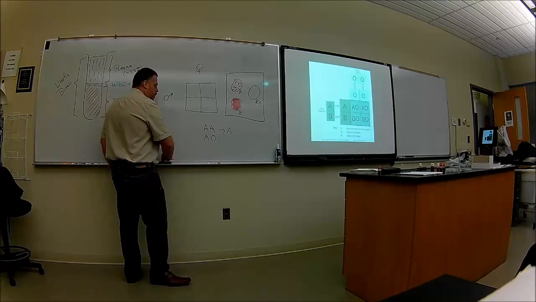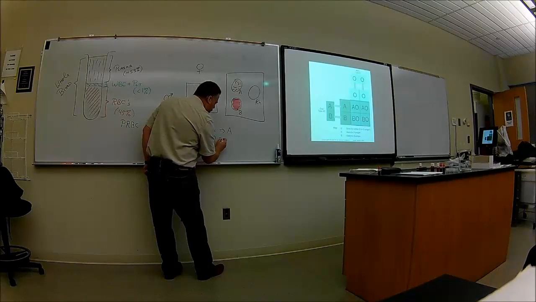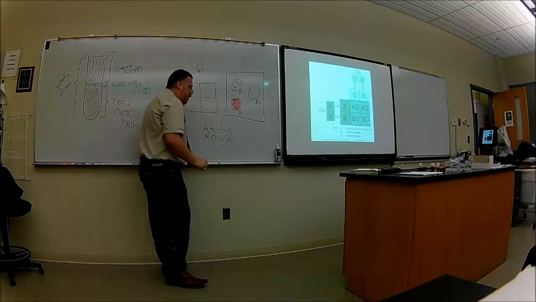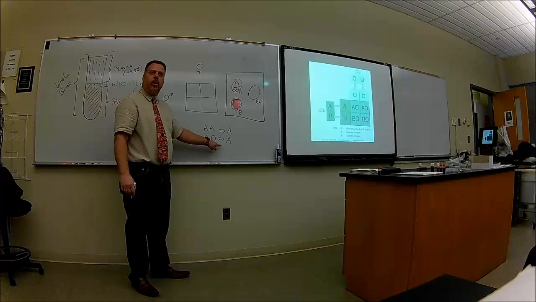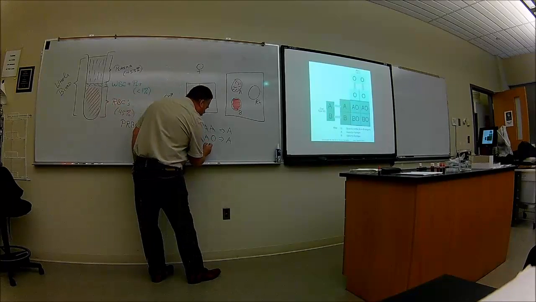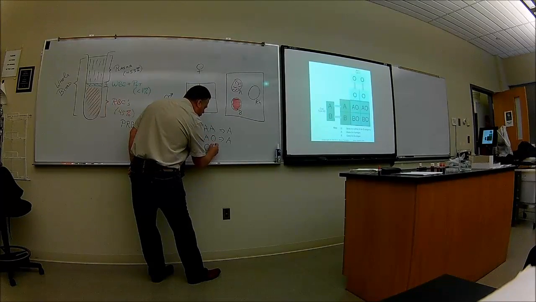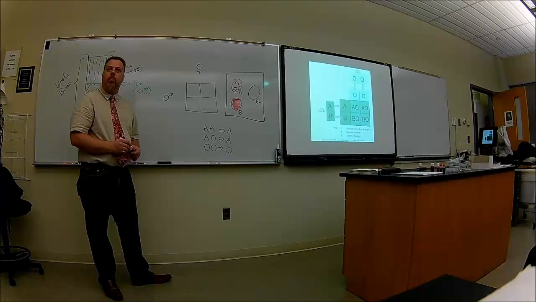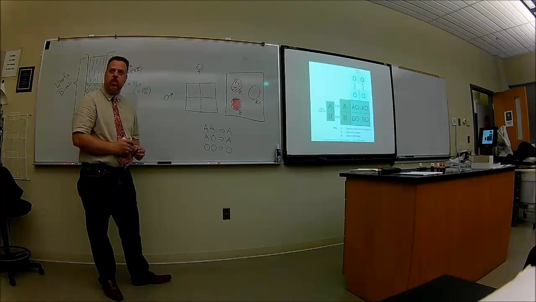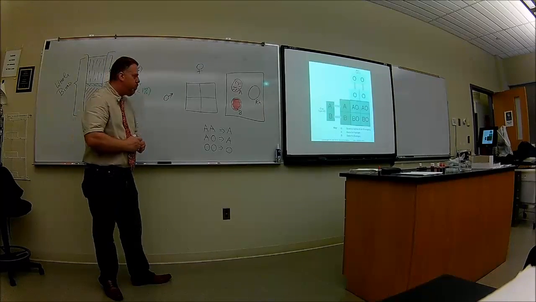We're just using the recessive as O. So this is going to be A. So the blood type will be A. The only way you could get O blood type is that you have to get an O allele from mom and an O allele from dad, and then you'll be O. Does that make sense?